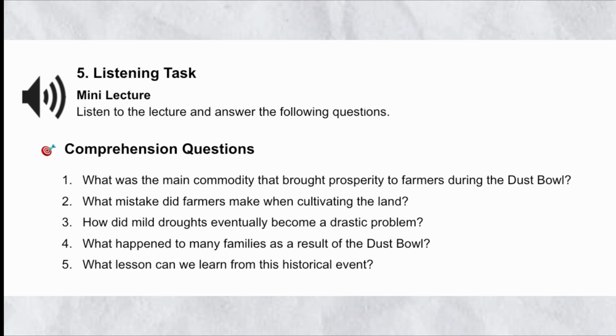Families were forced to retreat from their farms, many migrating west to California in search of work. The government eventually intervened, teaching farmers new ways to cultivate the land and tolerate changing conditions. The Dust Bowl is remembered as a lesson. Relying too much on one commodity without caring for the environment can result in disaster.